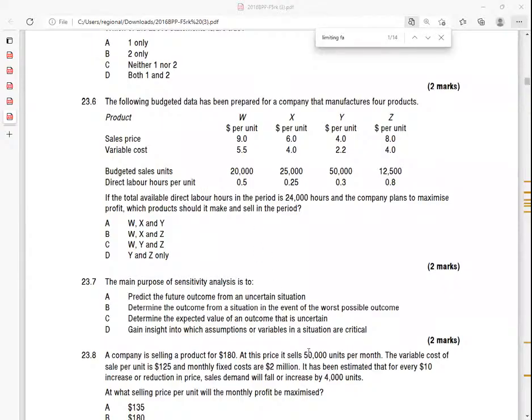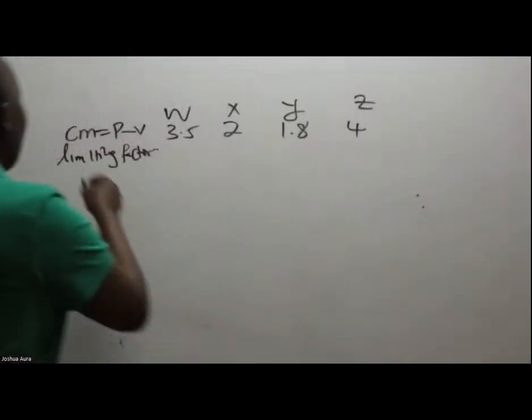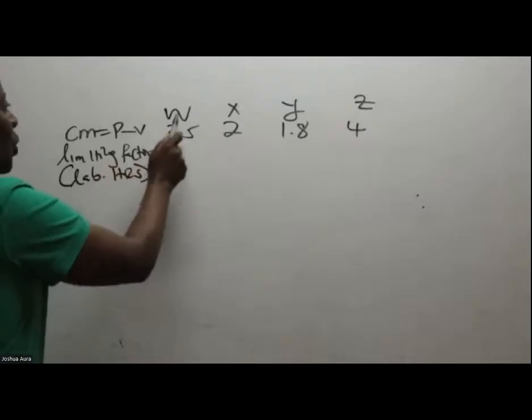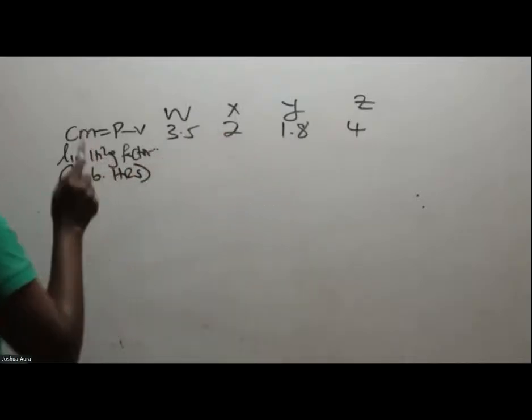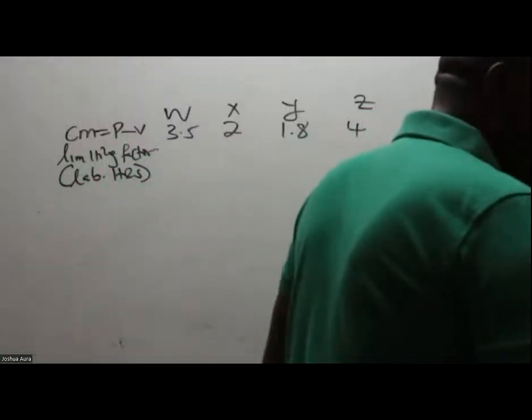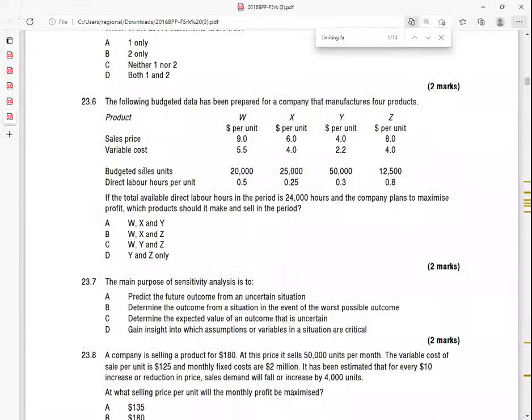So labor hours are the ones in this case which are scarce. Give me the labor hours for each of the products. You identify the limiting factor units for each of the products. So labor hours, ladies and gentlemen, that we have here are here.